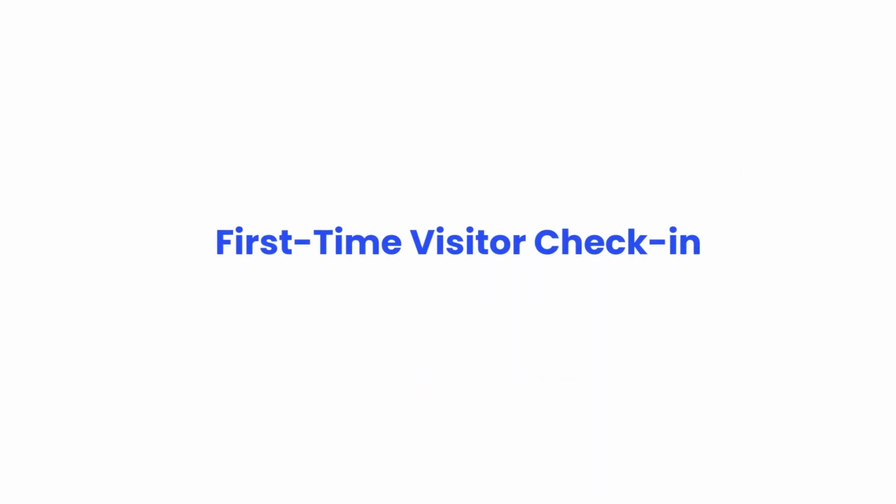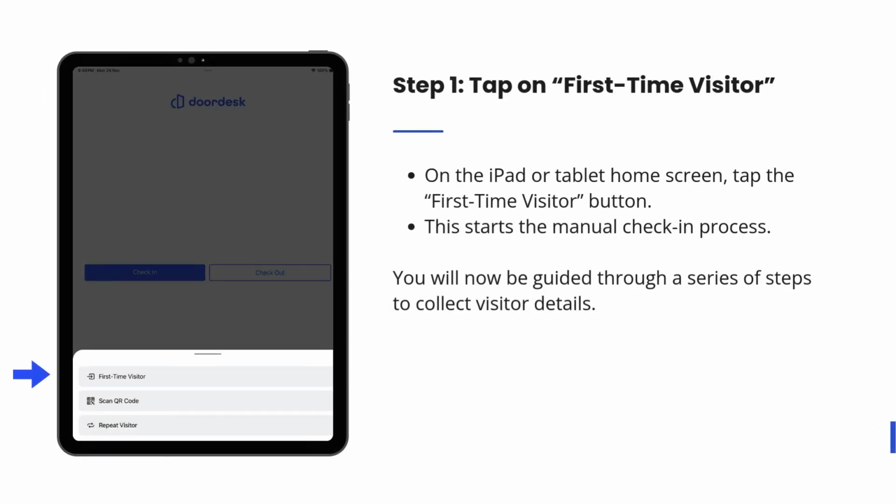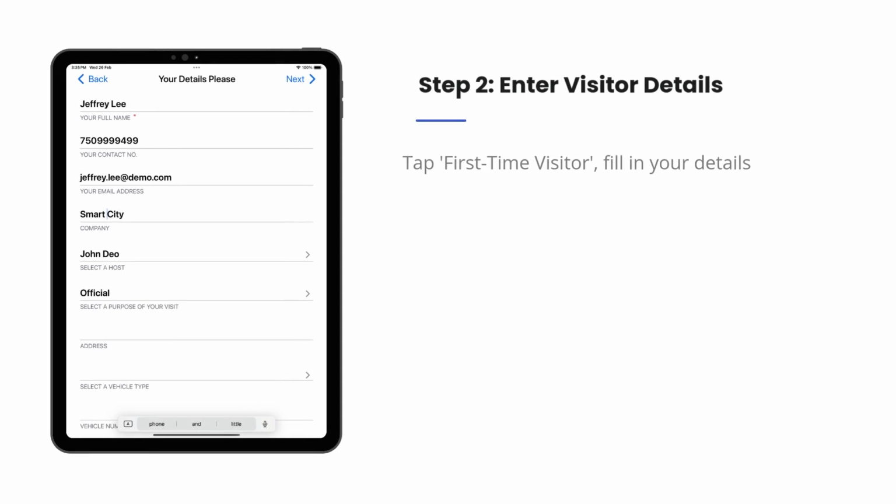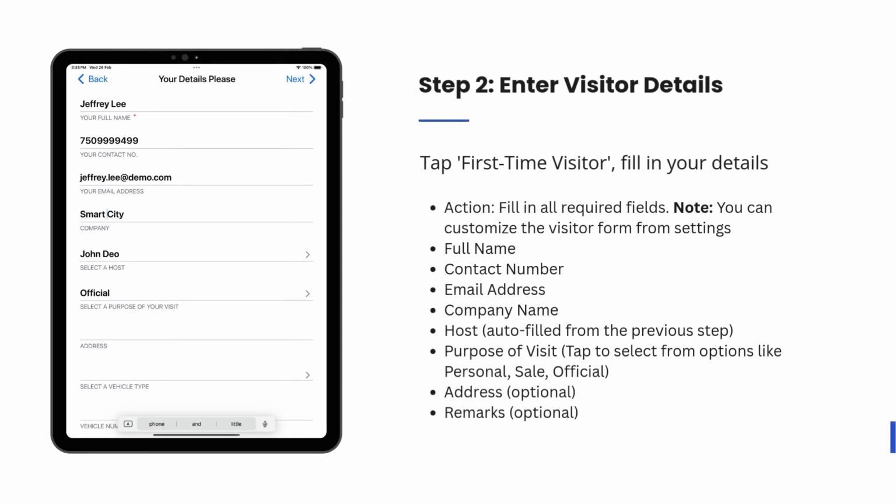For a first-time visitor, tap on check-in on the home screen, and then tap on the first-time visitor button. This starts the manual check-in process. Now you will need to fill the visitor's details. The form includes basic fields such as full name, contact number, email address, company name, host name, purpose of visit, like personal, sales, or official, address, optional, and remarks for any additional notes.